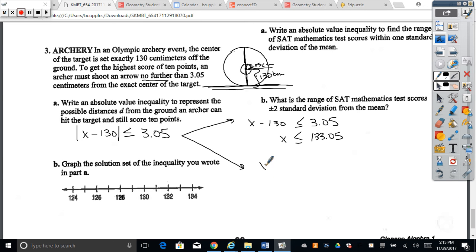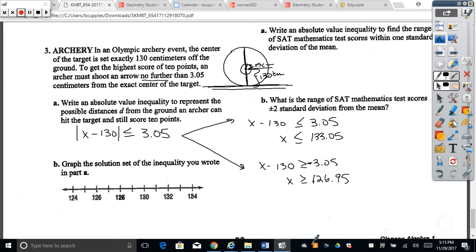For the other one, x minus 130 is greater than or equal to negative 3.05. If we add 130 to that, we get 126.95. So if you think about that, we go up 130, then we come back 3.05. That's how we get that value there. So the range is between those two.